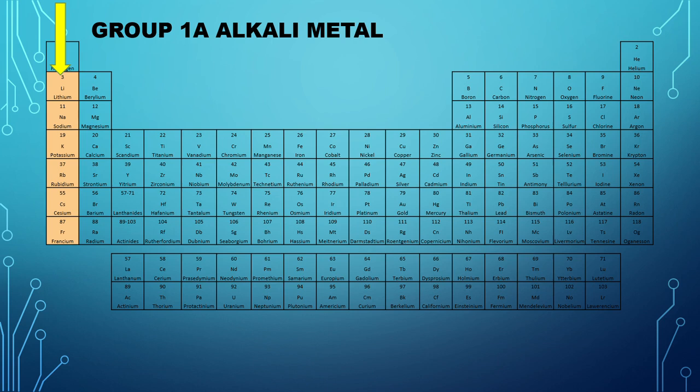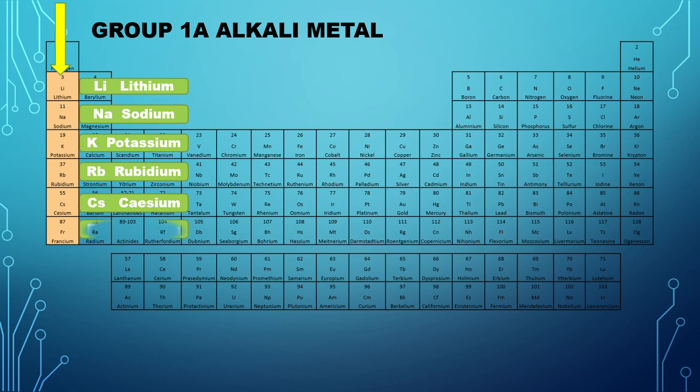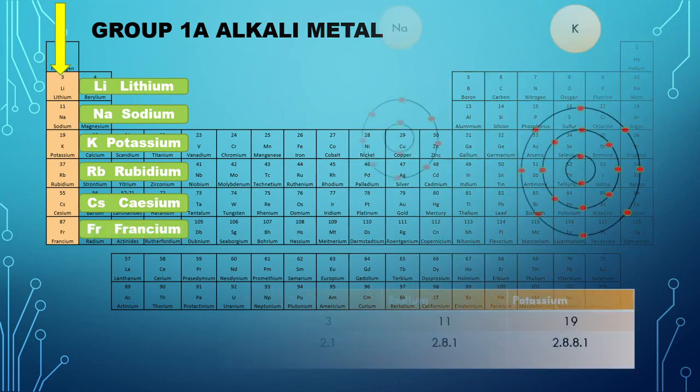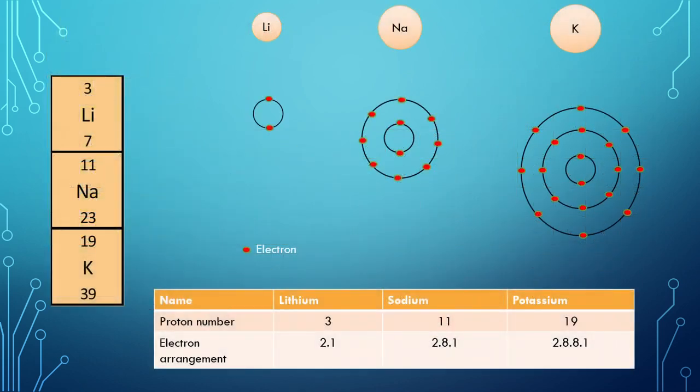Alkali metal elements are lithium, sodium, potassium, rubidium, cesium, and francium. Each element in the periodic table is given an atomic number, which is the proton number above the element symbol, while relative atomic mass number is stated below the symbol.